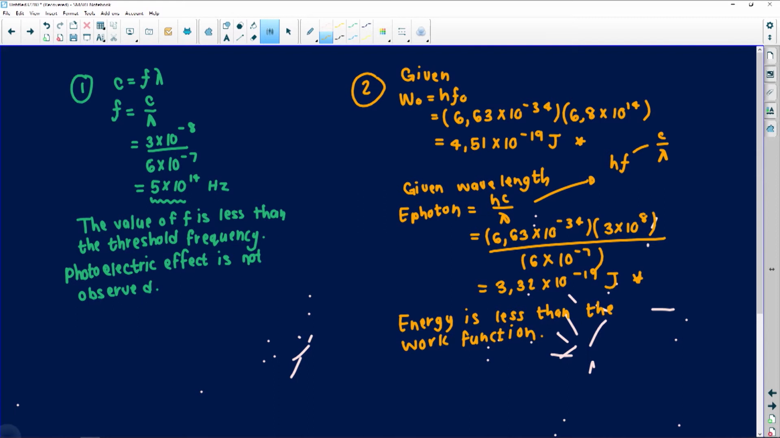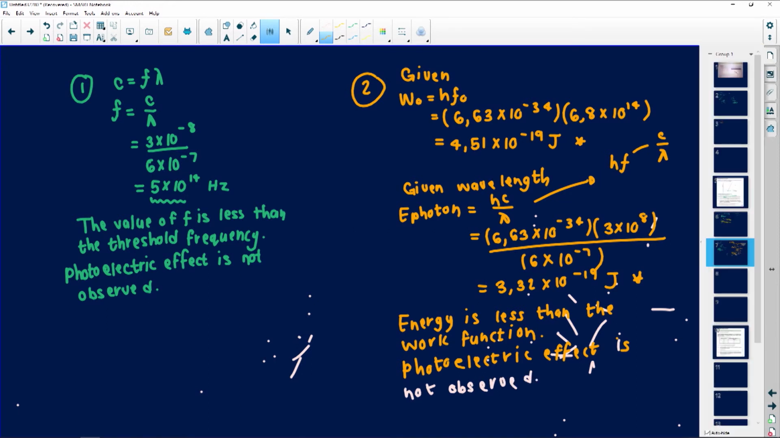Now let's do our final conclusion: the photoelectric effect is not observed. So that's another way we can do it.